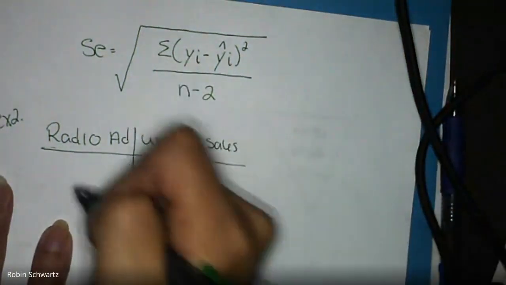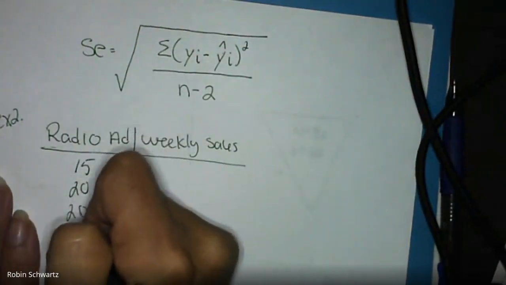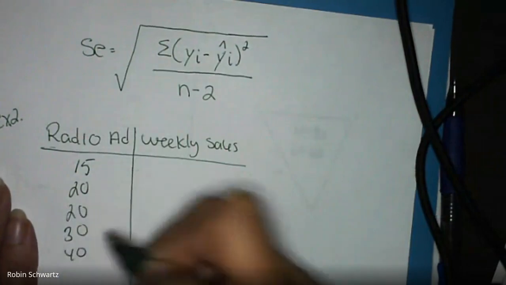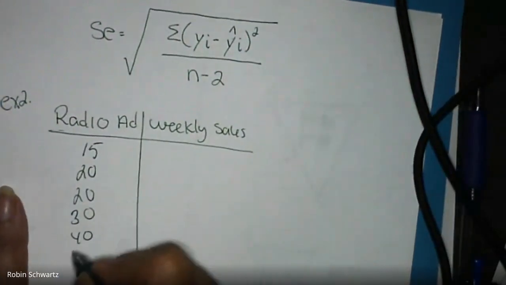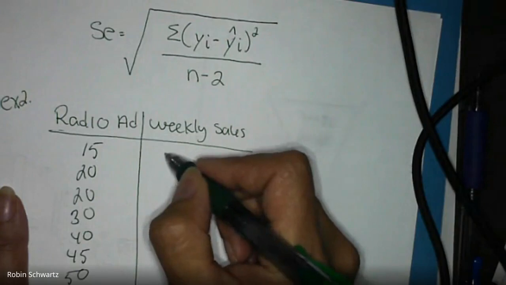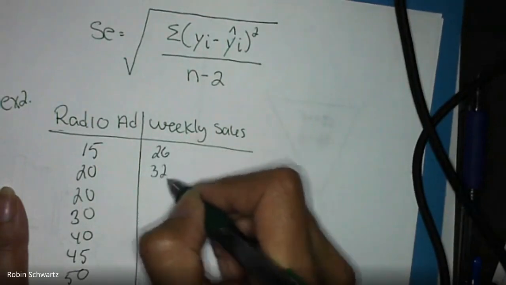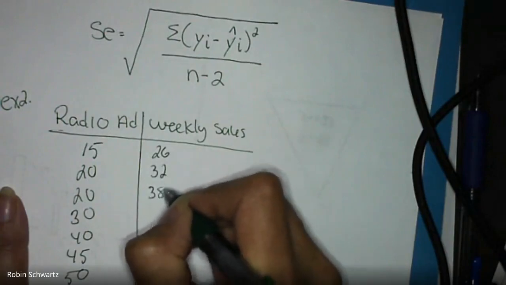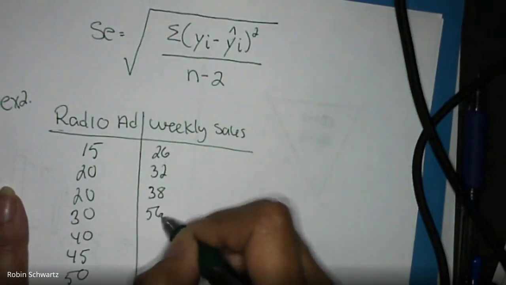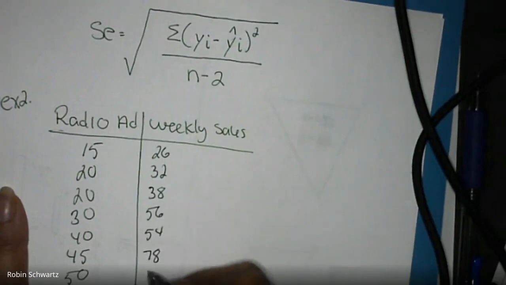So I'll write down the numbers. I've got 15, 20, 20, 30, 40, 45, 50, and 60. The corresponding weekly sales, it's in hundreds of dollars, by the way: 26, 32, 38, 56, 54, 78, 80, 88.